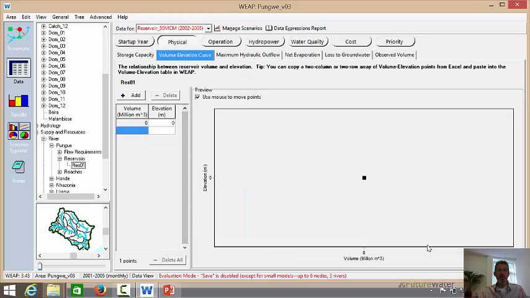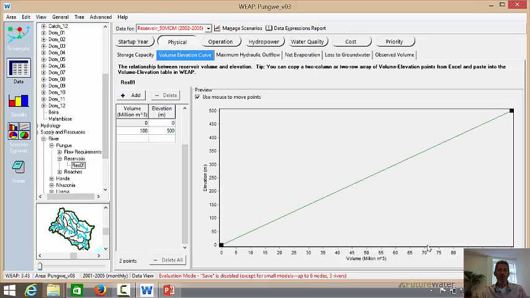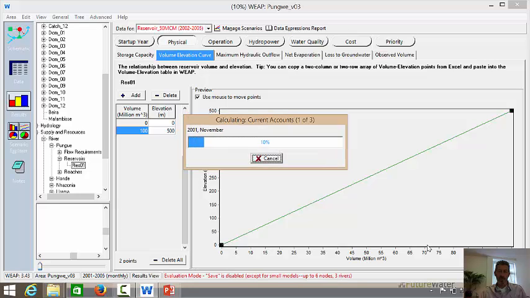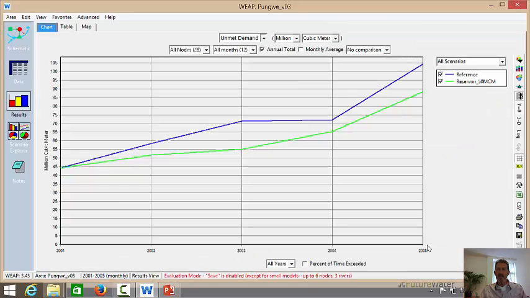We also need a volume elevation curve, so we can just put some numbers and later we can make it more realistic. And once you've done that, you go back to results. And WEAP is asking, oh, you've made some new input data. Do you want to recalculate? Yes, we want to recalculate. Also notice that WEAP is very fast in doing its calculations. And here we've got some interesting results.